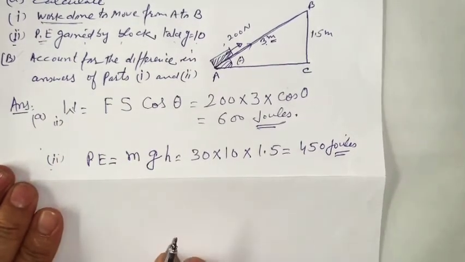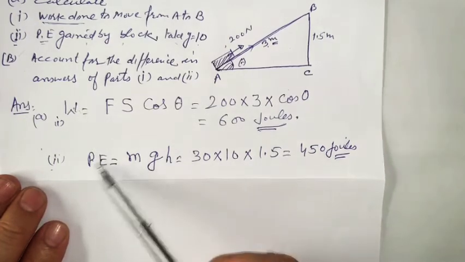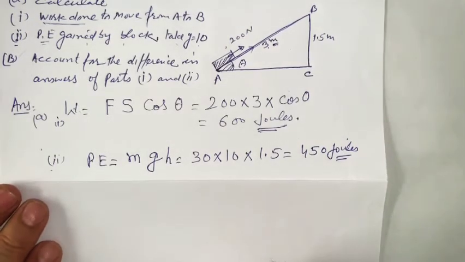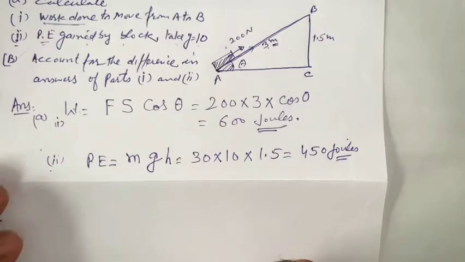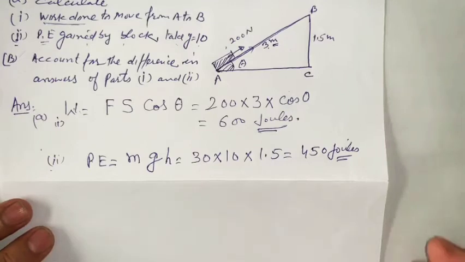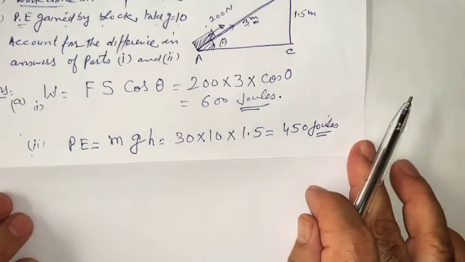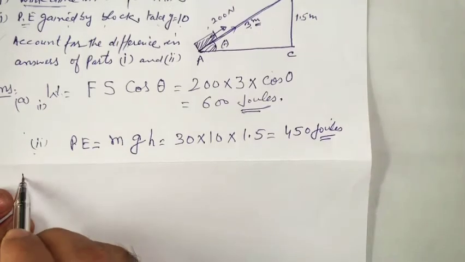Now it is very clear, there is a difference between the work and potential energy. You know potential energy is also work, but work is not equal to potential energy. It means you can say that the total energy is not equal to potential energy because some of the energy is wasted to overcome the friction of the inclined plane.